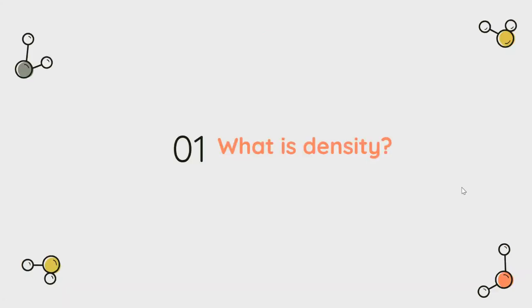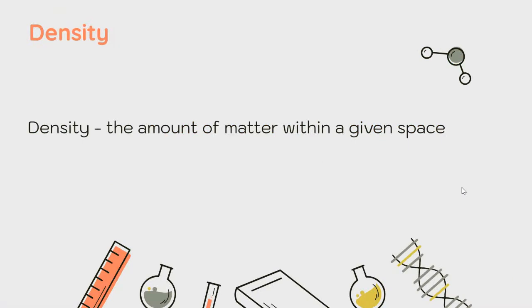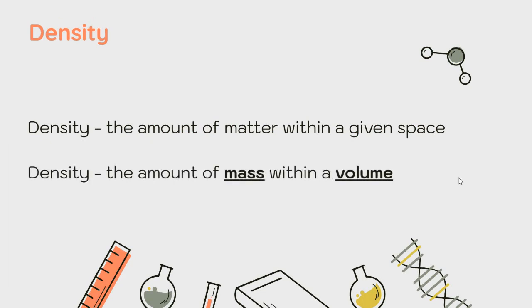So first, what is density? Density, by definition, is the amount of matter within a given space. But there's really two vocab words I want to put in here. When we say matter, we're specifically talking about mass, how much stuff is in a space. And this is analogous, but not quite the same as weight. And it's that amount of mass within a volume, so how much space something takes up.